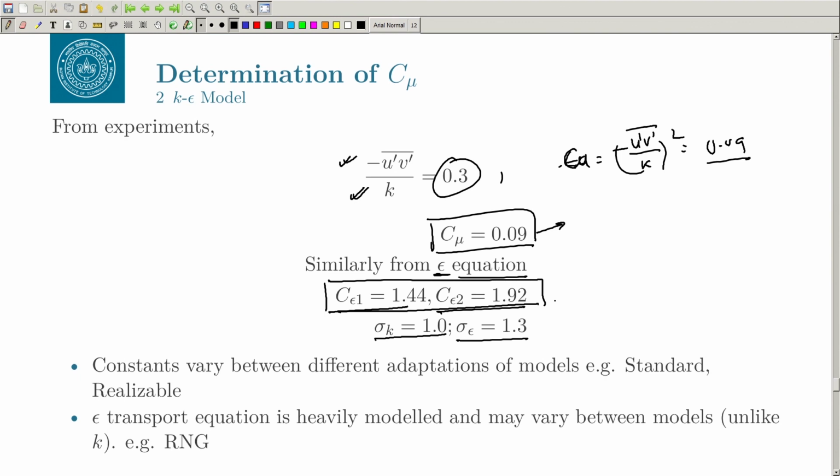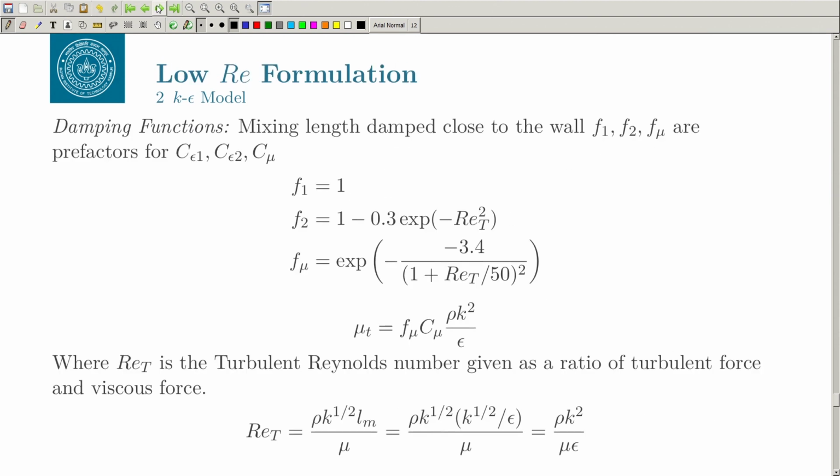Similarly, your epsilon transport equation is also heavily modeled. It varies among different models. So, K epsilon is a class of models. The last thing I want to discuss is the low RE formulation.